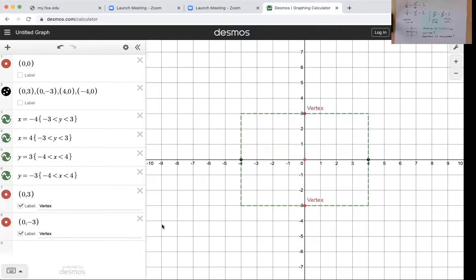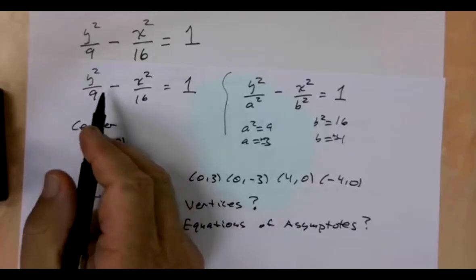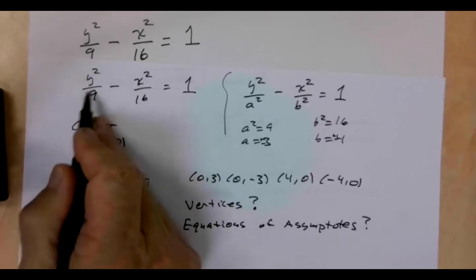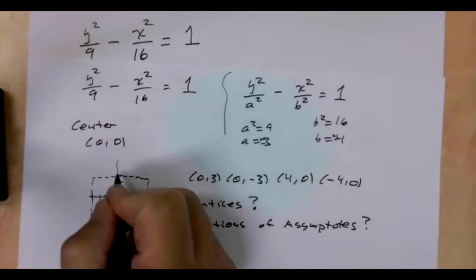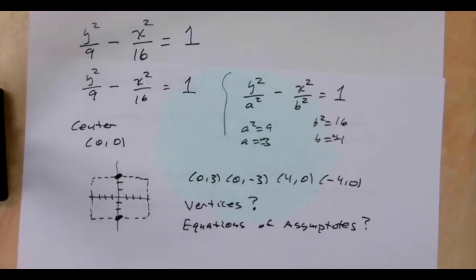Why are those 2 things vertices? Because the transverse axis was vertical. Y came first. If Y comes first, the vertices will be on the y-axis. Now, the next thing I need are the equations of my asymptotes.